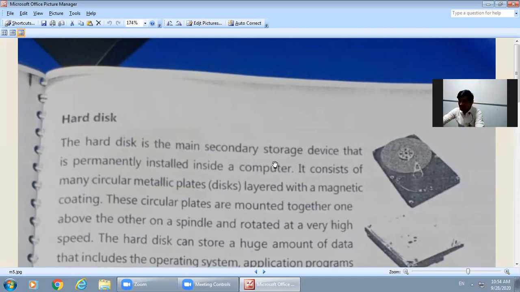It consists of many circular metal plates layered with a magnetic coat. See, I will show you the hard disk. See here. आपको ये दिखाई देती है hard disk. See here. In this hard disk, you can see the different types of platters.